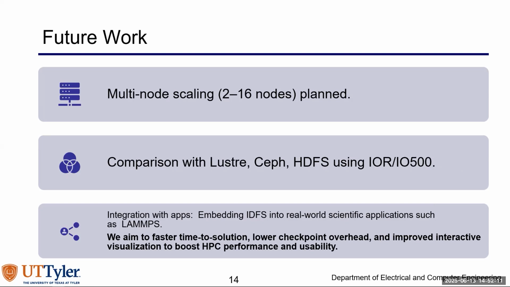So in the future work, as I mentioned, we already set it up with the multi-node already planned, and then we would like to compare with Lustre and different traditional workloads using traditional benchmarks like IOR and IO500. And then we would like to integrate with real-world scientific applications at the labs. As well, we would like to boost the time to solution, lower the checkpoint overhead, and improve the interactive visualization for HPC performance and usability.